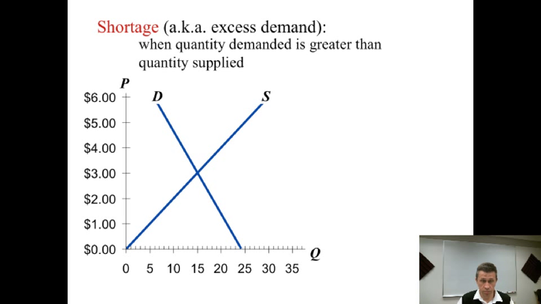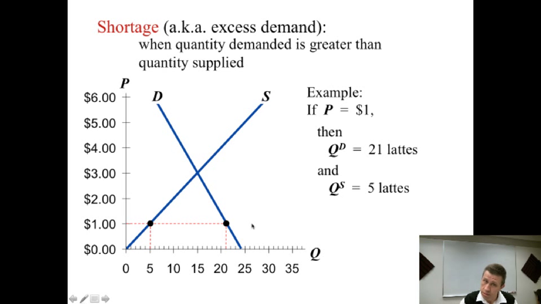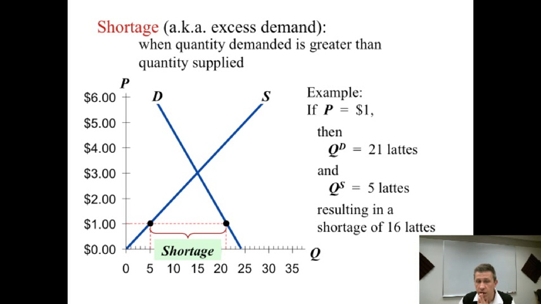If you have a price that's well below that, what are we going to see? Well, the amount that firms will sell is going to be a lot lower than the amount that consumers will purchase. That's going to result in a shortage of the product. Consumers are going to want far more, right? Here we see, in this particular case, quantity demanded at $1 is 21, quantity supplied is only 5. Shortage of 16 lattes.